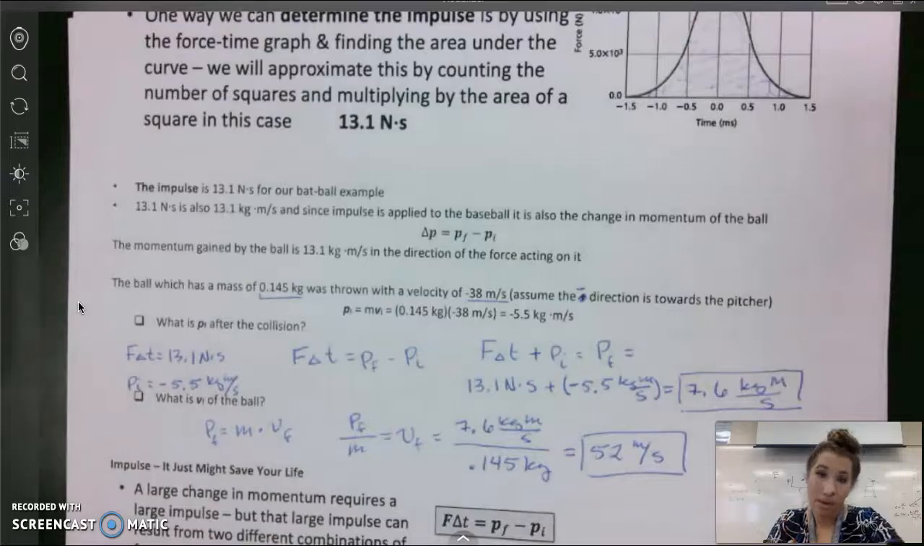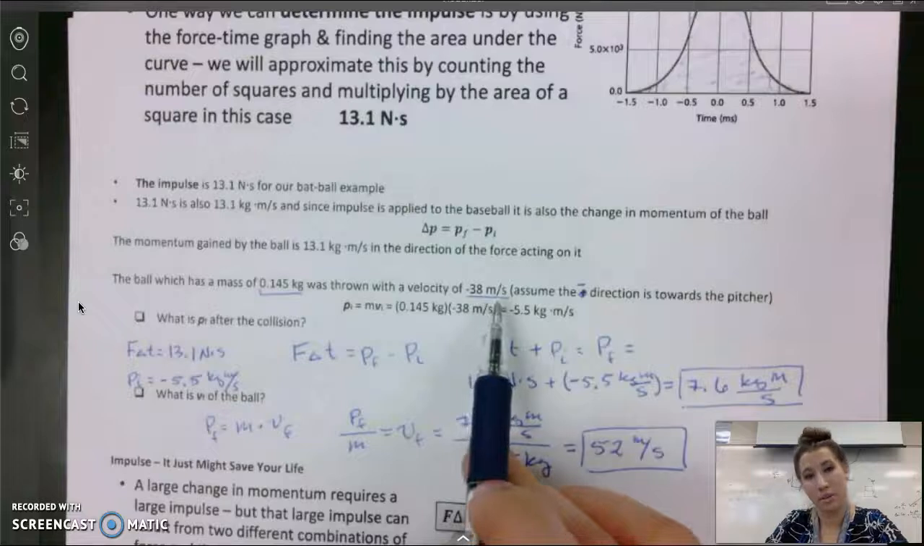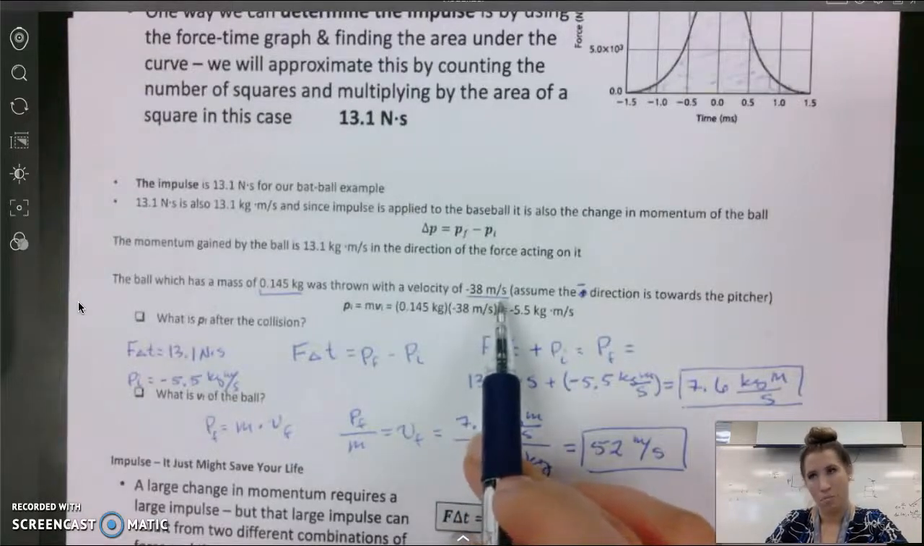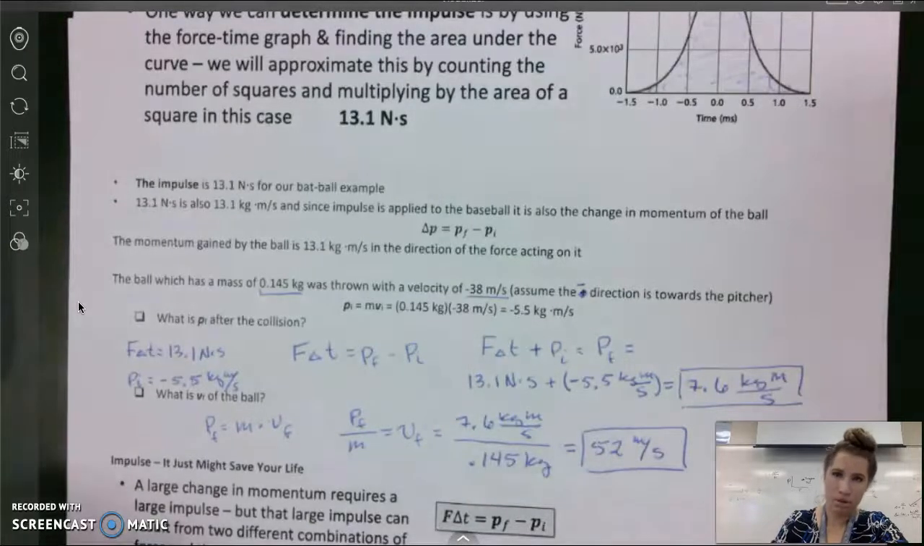And that's reasonable, right? When we consider the fact that we started at 38 meters per second, and then we have this interaction with the bat, which probably supplied additional velocity in the opposite direction, the ball left the bat going faster than when it approached the bat.